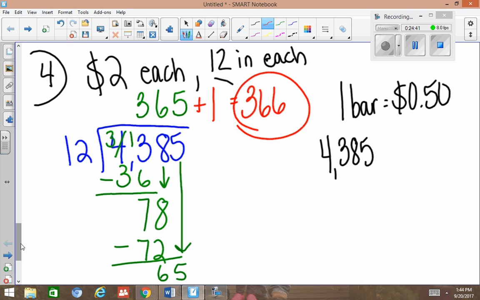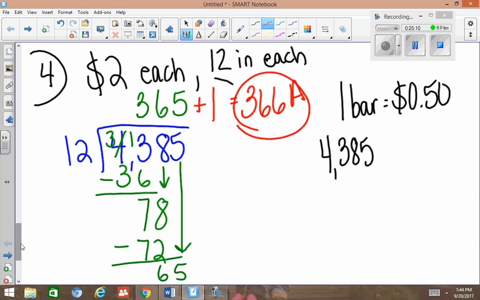Okay, whoa. I got how many packages I have. How much, Caleb, is each package worth? Okay, so I have $2. Here's all these packages. What should I do?